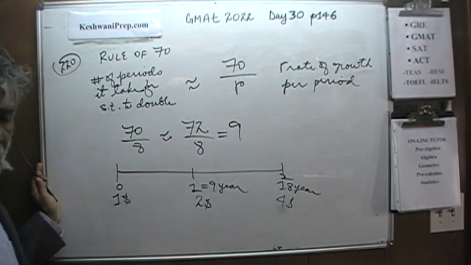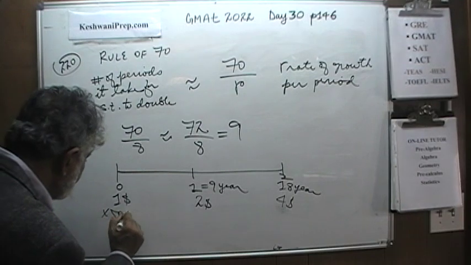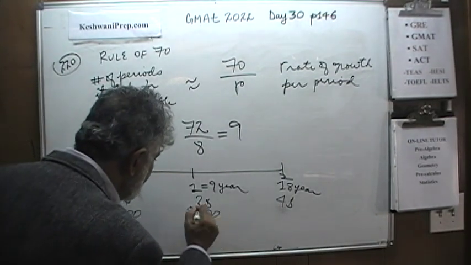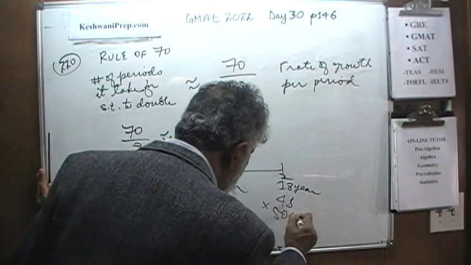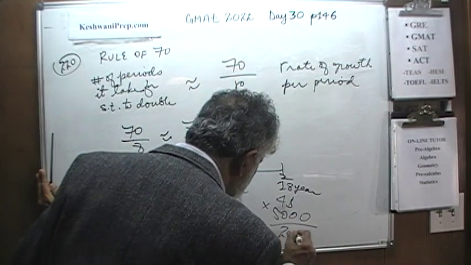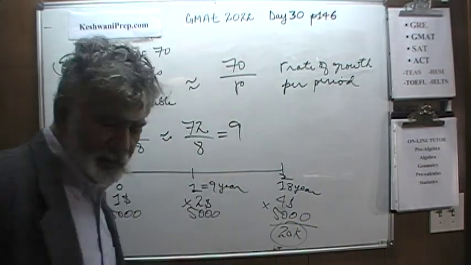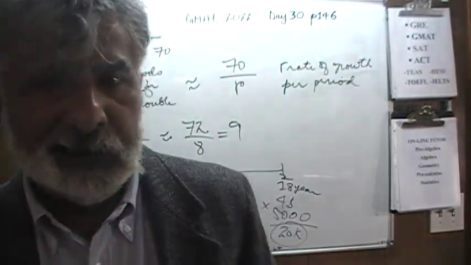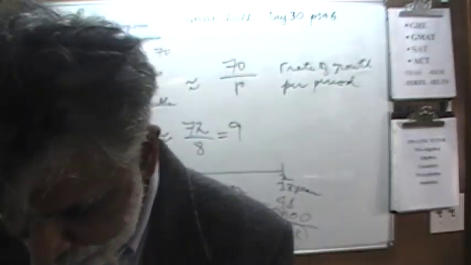We are not investing $1, we are investing $5,000. So multiply everything by 5,000, and it turns out that your initial $5,000 investment in a matter of 18 years will have become quadruple the amount, $20,000.